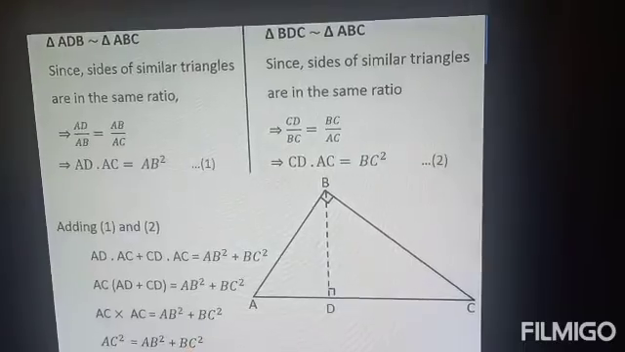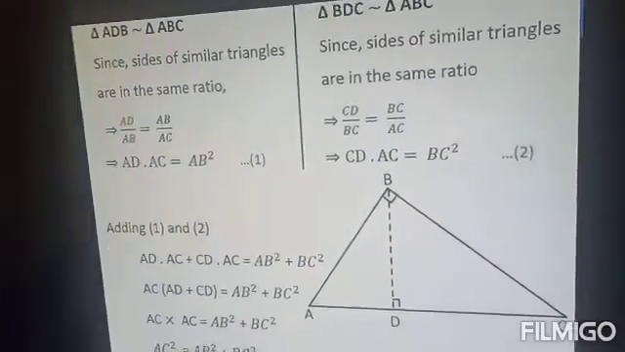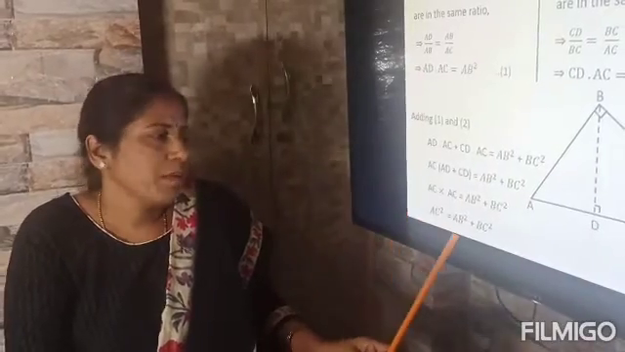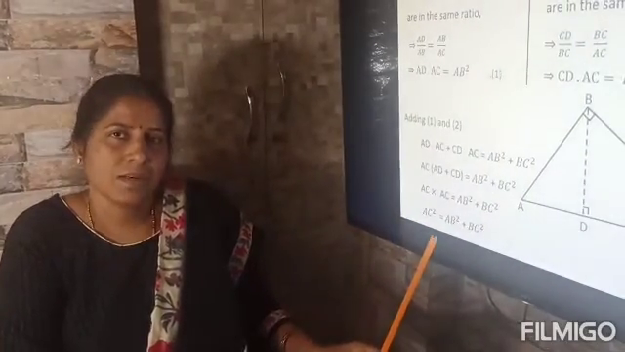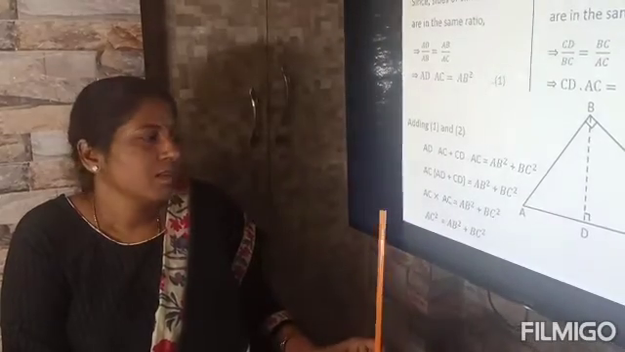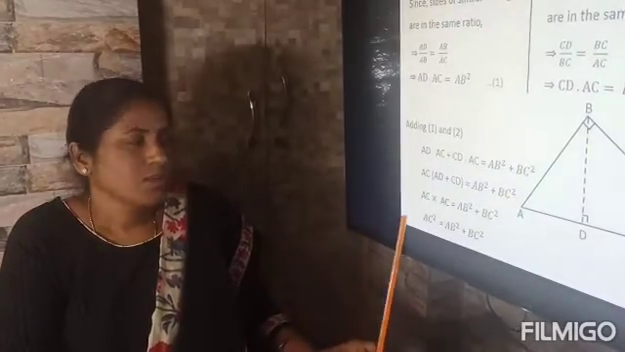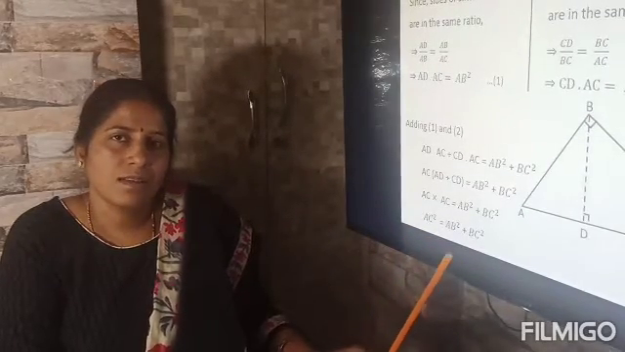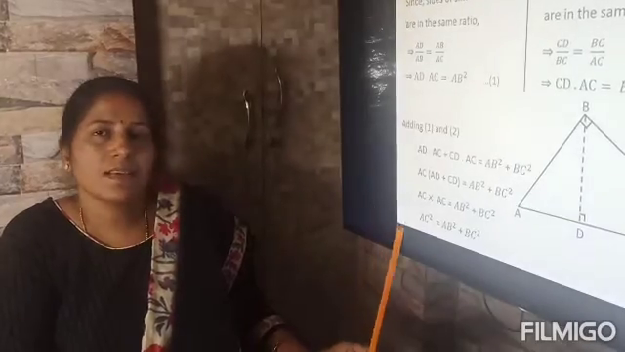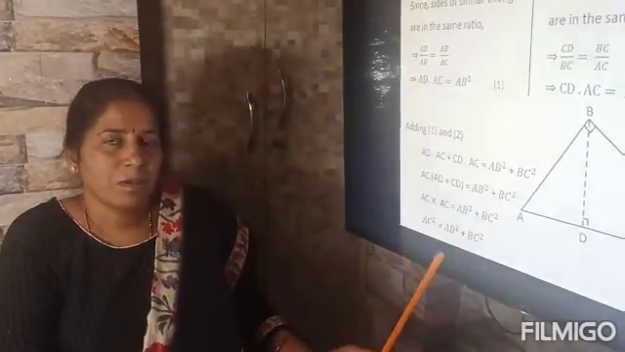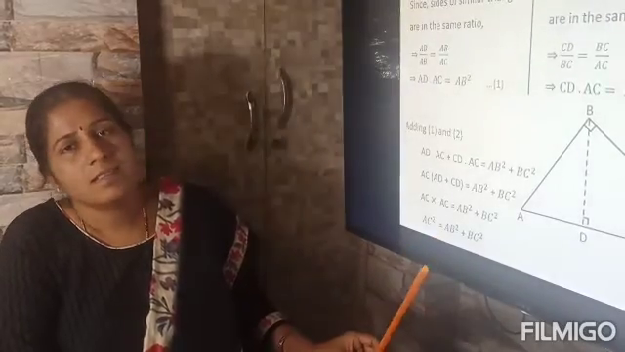Right side will be same. Nothing changes in the right side. Hence we proved AC square is equal to AB square plus BC square. Understood? It's very important. We got that the square of the hypotenuse is equal to the sum of the squares of the other two sides. That is AC square is equal to AB square plus BC square. We proved it. Hence proved.